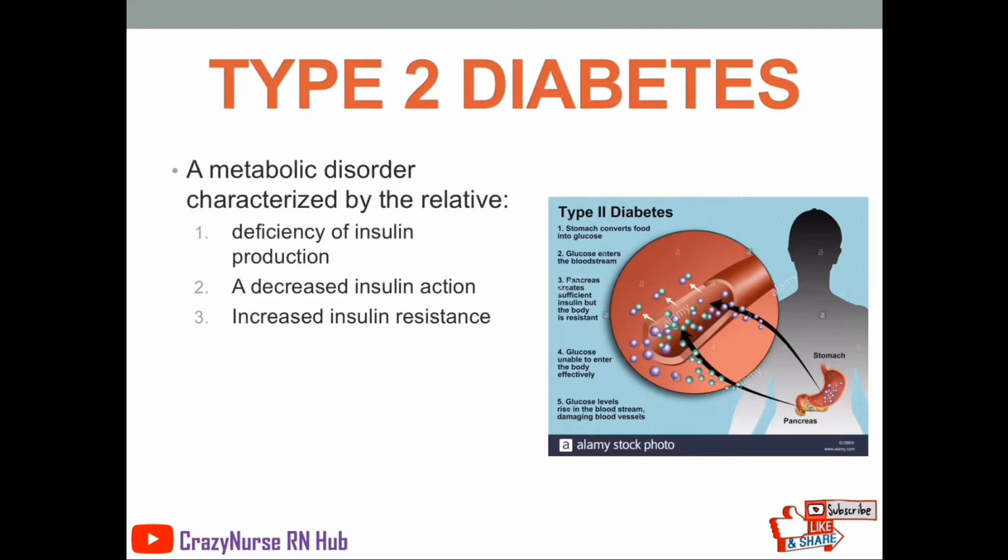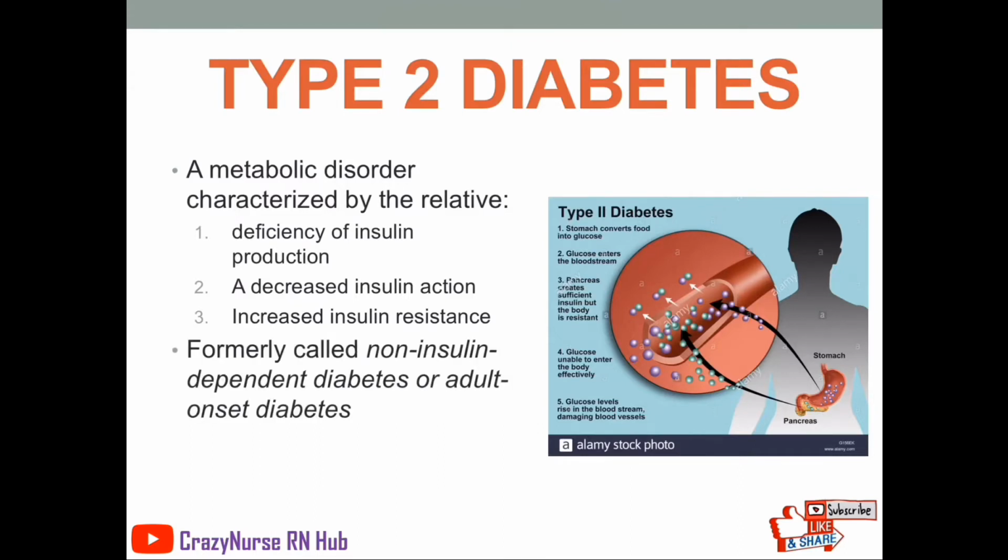Now let's proceed to type 2 diabetes. It is a metabolic disorder characterized by the relative deficiency of insulin production, a decreased insulin action, and increased insulin resistance. It is formerly called non-insulin dependent diabetes or adult onset diabetes.